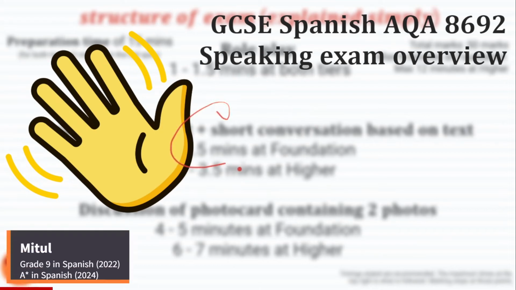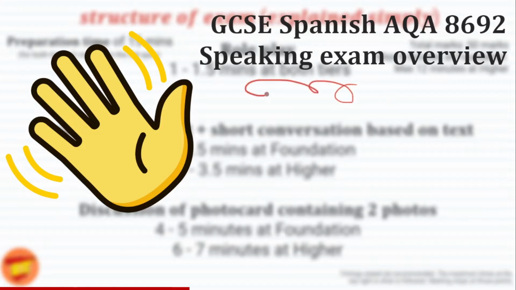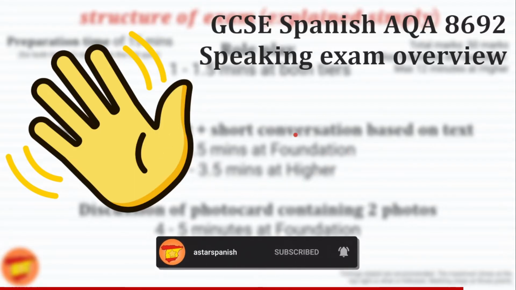Hola todos, Mitchell here. Let's go through what the speaking exam looks like for GCSE Spanish for the new AQA specification. This will cover both higher and foundation tier. I will make reference to the old specification at some points and go through what the main differences are.